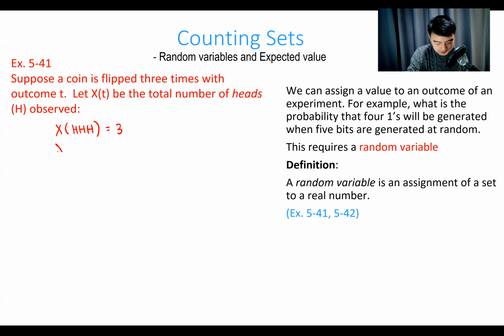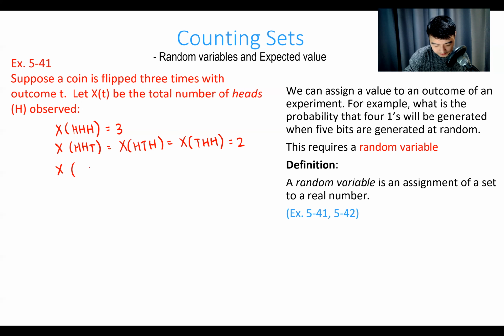All right, there are other outcomes. So x of heads, heads, tails is going to be the same as x of heads, tails, heads, which is the same as x of tails, heads, heads. Am I missing anything here? I think that's all. This is equal to 2, right? So in all of these outcomes, the heads happens 2 times, so they're equal to 2.